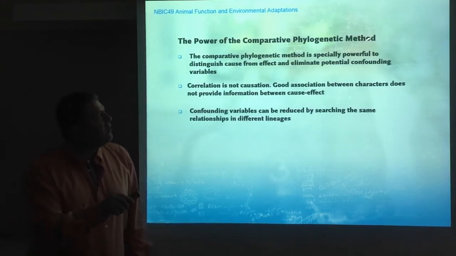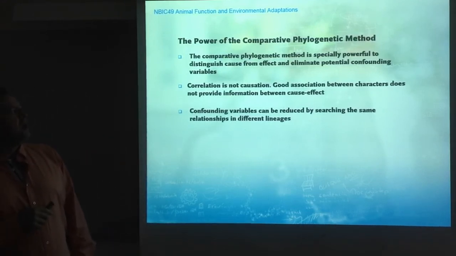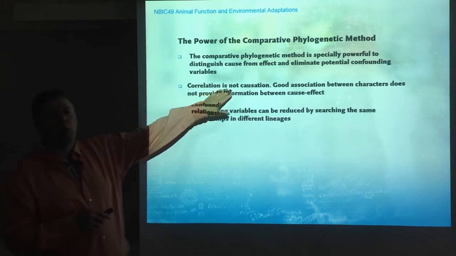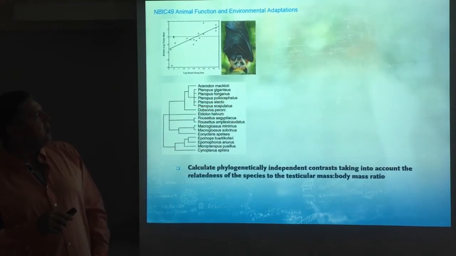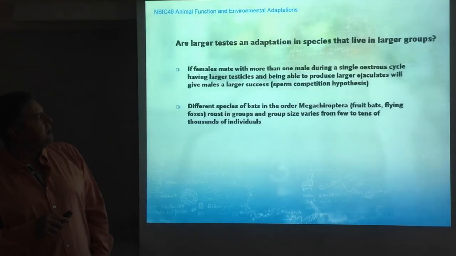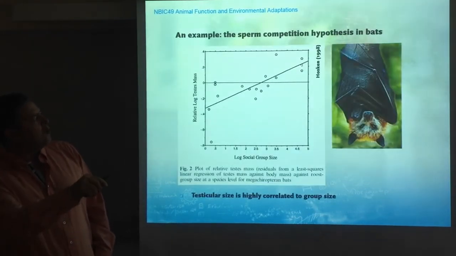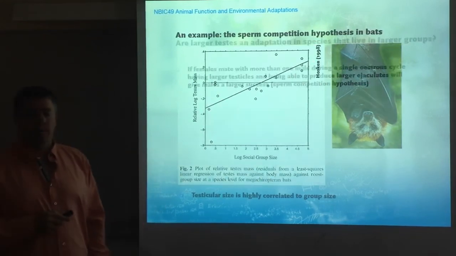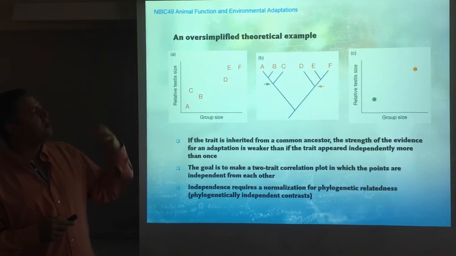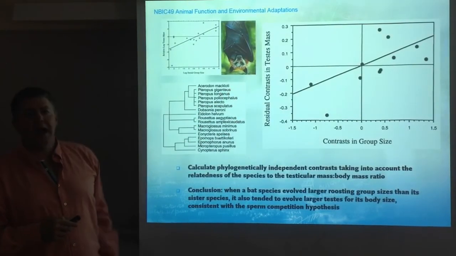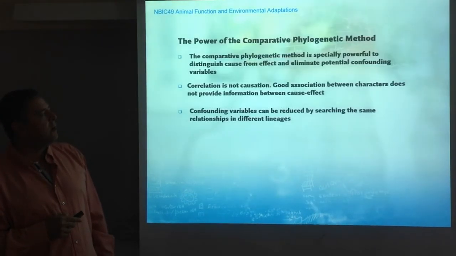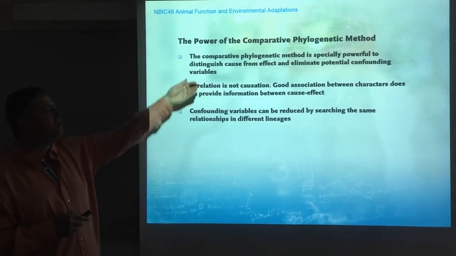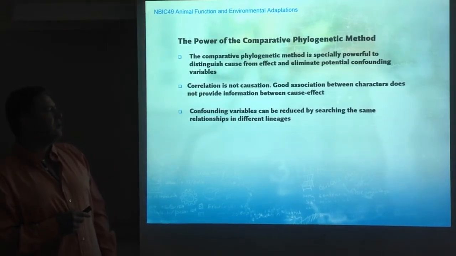The comparative phylogenetic method is a powerful method to distinguish cause and effect and eliminate potential confounding variables. Because remember that correlation is not causation. In this case, when you went back here, this could correlate, but maybe it's not explaining anything. But once you are able to put the phylogenetic tree in context here, you may be able to explain actually this causation.